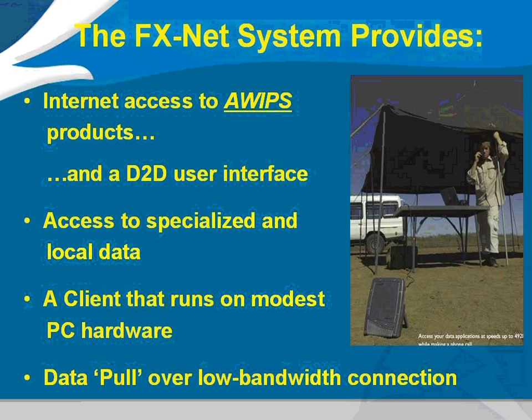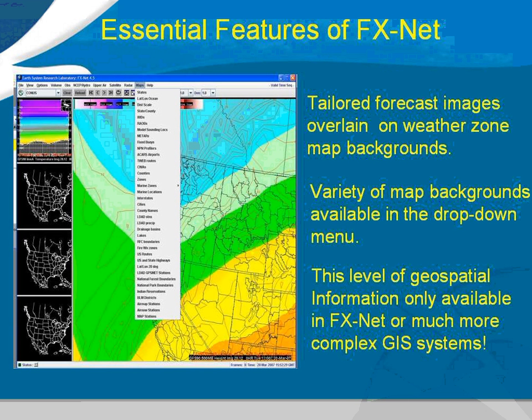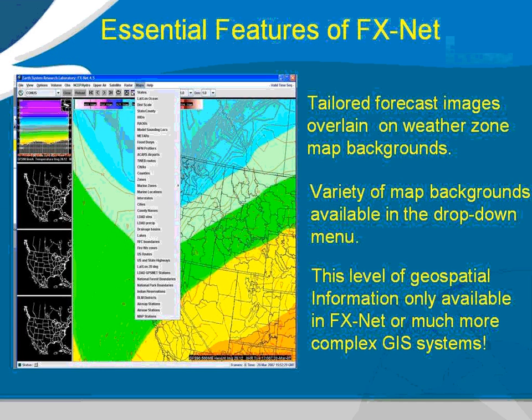The client runs on very modest hardware, and you have a laptop with just 1 gigabyte of RAM and a 1.7 gigahertz machine, and it will work on a Mac. It will also work on a Linux box because it is a Java client. So essentially, the AWIPS Net system that I'm going to demonstrate to you is tailored for images overlaying on weather zones and map backgrounds. We tend to tailor these systems specifically for our users. For example, IMETs have servers in all of their regional headquarters offices, National Weather Service regional headquarters offices, and we tailor their scale specifically to them.